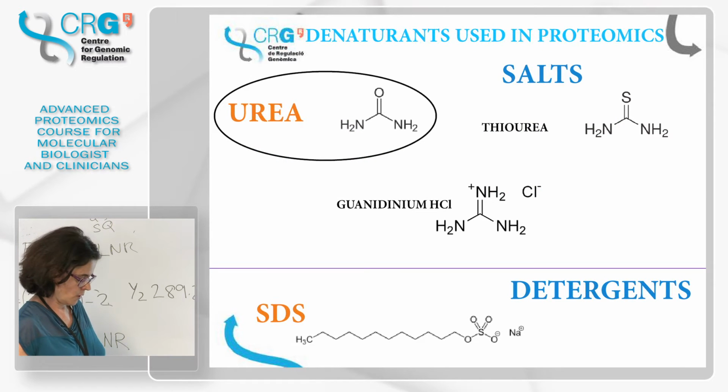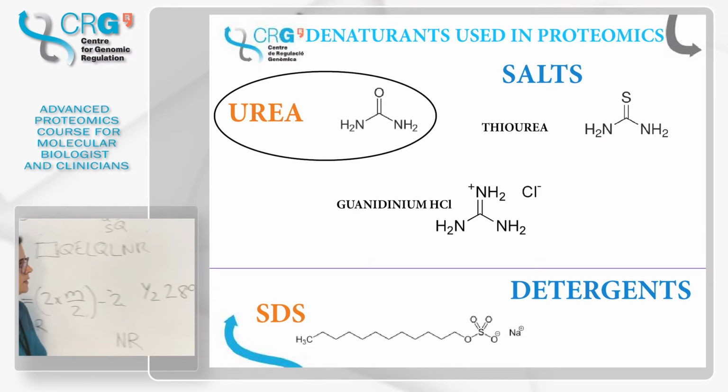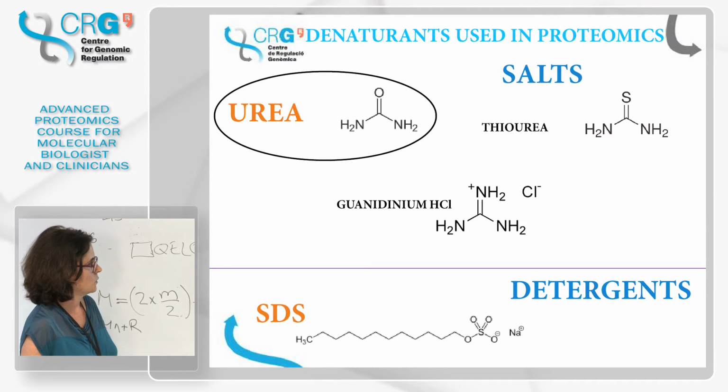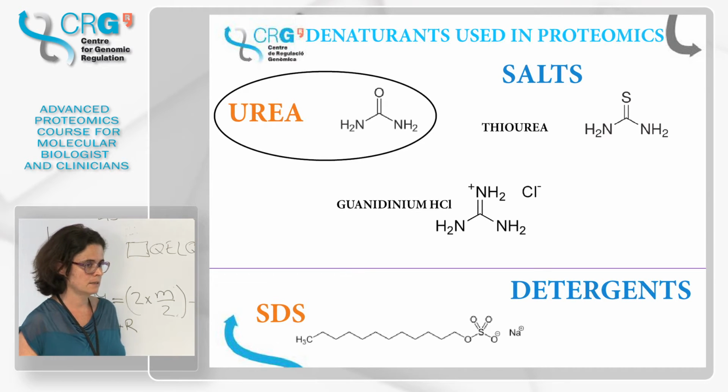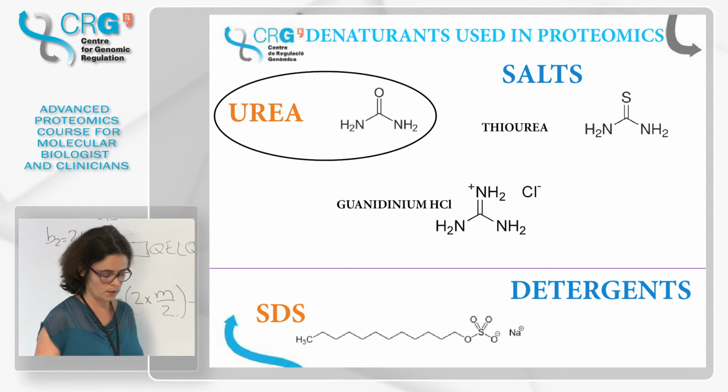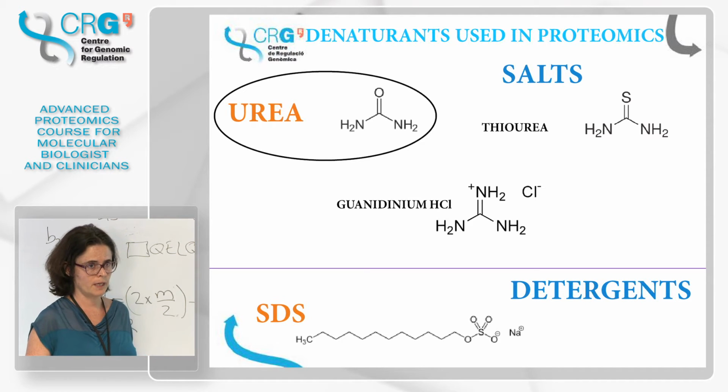Okay? So the most common denaturant that we use is urea, although you can use other salts like thiourea or guanidinium chloride. And sometimes, on some occasions, we also use SDS, which is a detergent, but we need to be very careful because when you analyze your sample, you cannot have any SDS. If you have SDS, ionization does not work at all. You don't see anything in the MS.